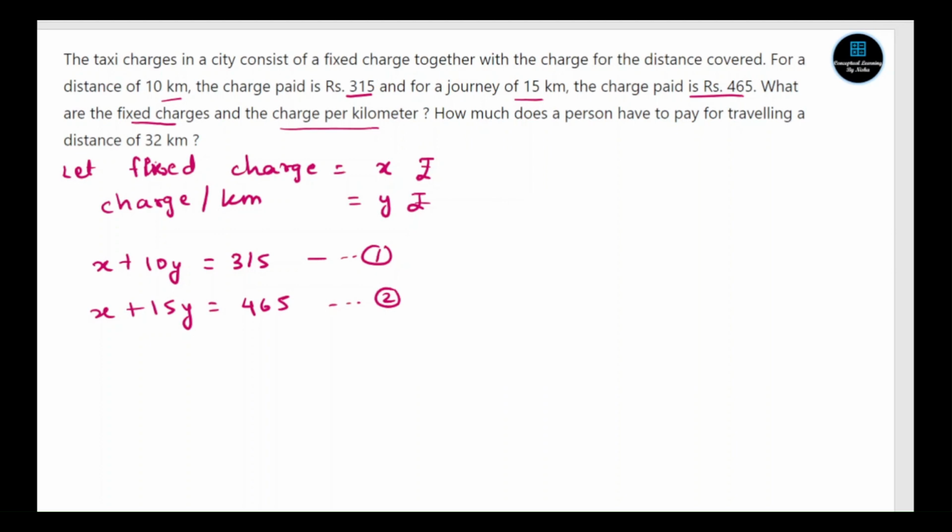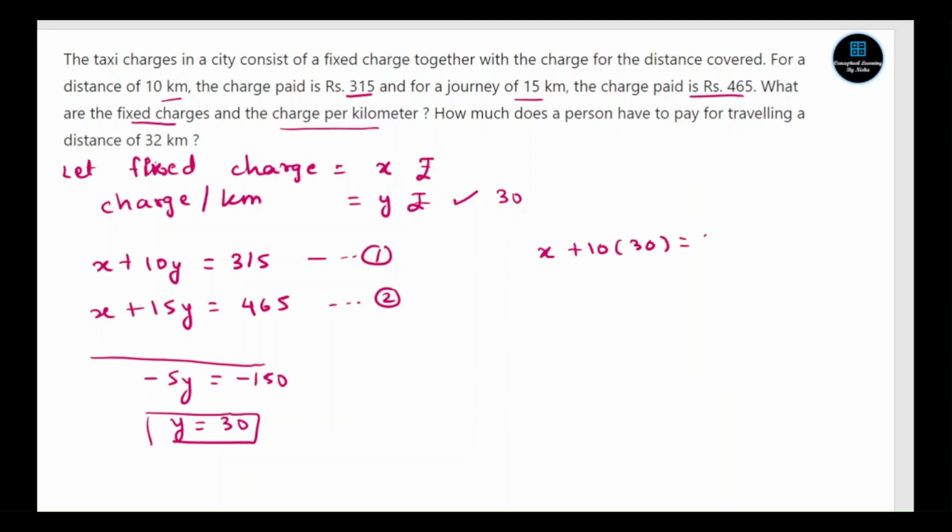Now once we get these two equations, we can simplify this and simply use the elimination method. So when I use this, I'll get minus 5y equals minus 150, and then I'll get y equals 30. So we got the charge per kilometer. This is 30. And when I substitute this in any of the equations, I can find the value of x. Let me quickly find it: x plus 10 into 30 equals 315. So x equals 15, right? So we got the value of x and y.